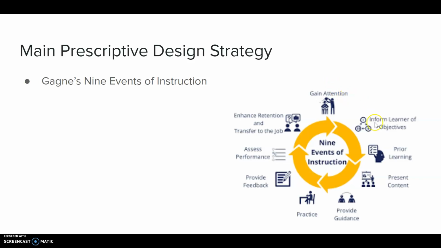For the second part, inform learner of the objectives. Every day, the objectives will be posted. The students will be taking them down in their notes, as well as on the Canvas page that every student has access to and will be posting on every day. The learning objectives will be constantly posted there for them to review.